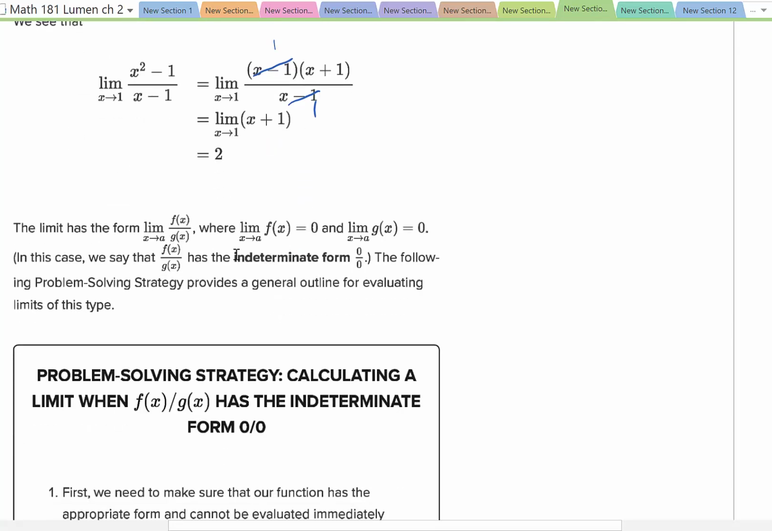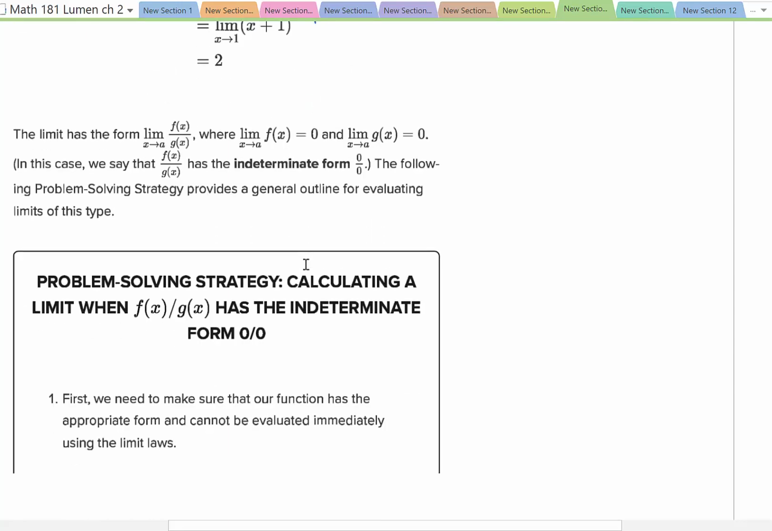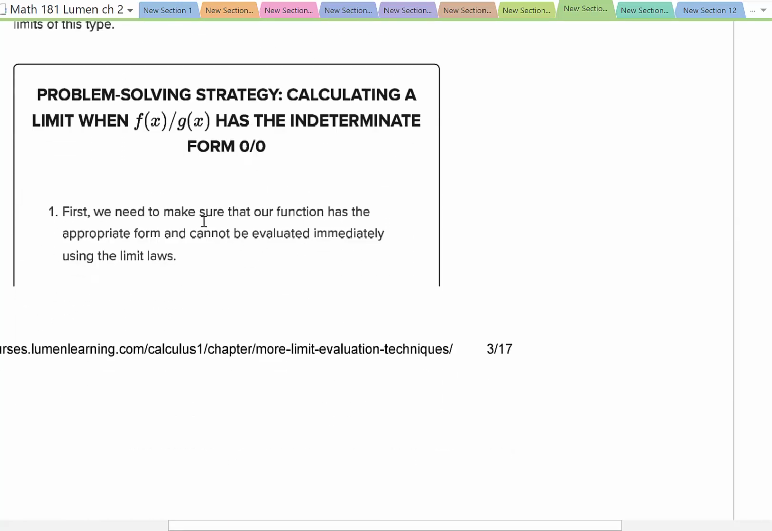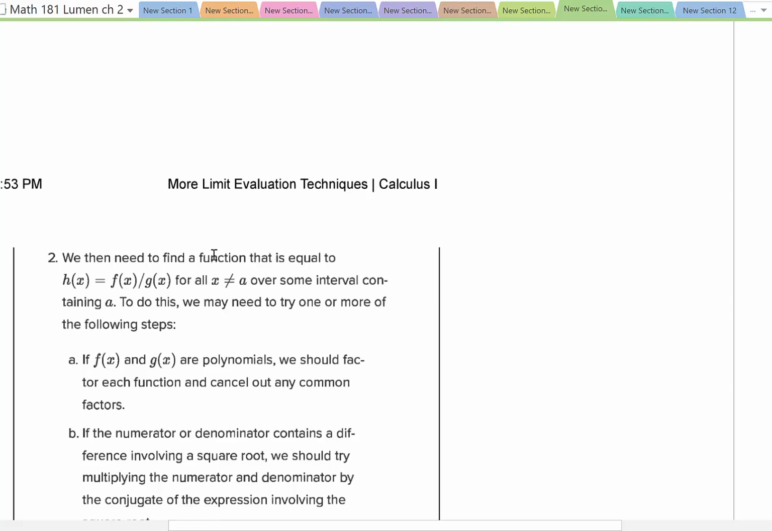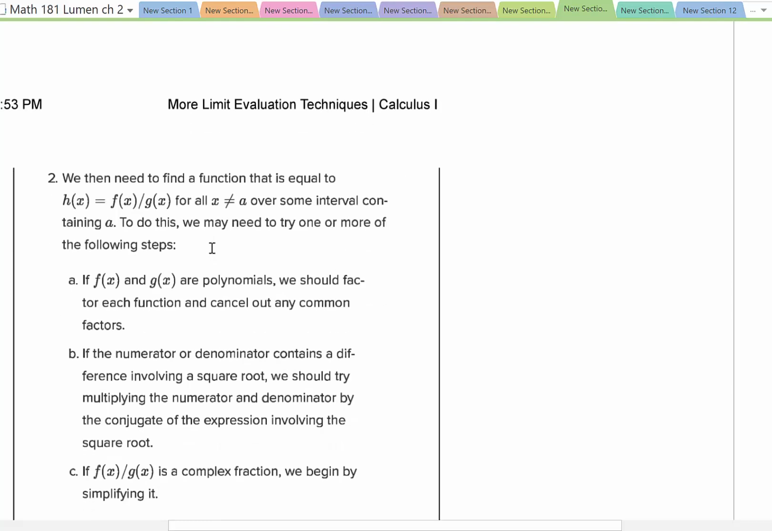Now, by the way, we've been discussing lots of limits where we had 0 over 0. That is called the indeterminate form. The strategy for solving something like that is this. First, we need to make sure that our function has the appropriate form and cannot be evaluated immediately using the limit laws. We then need to find a function h of x equal to f of x over g of x for all x not equal to a over some interval containing a. To do this, we may need to try one or more of the following steps.